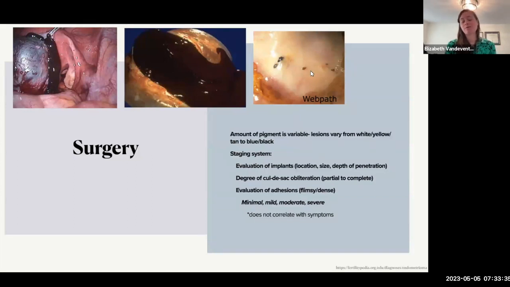This is an example of superficial endometriosis. So these are the lesions that we would not see on either ultrasound or MRI, but can be seen in laparoscopy, these small little deposits.